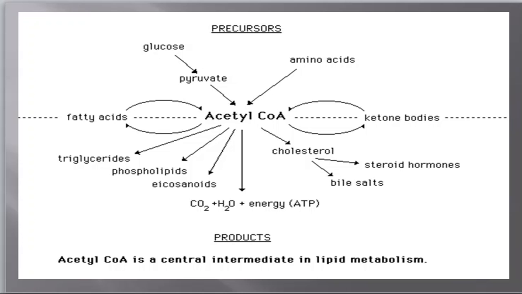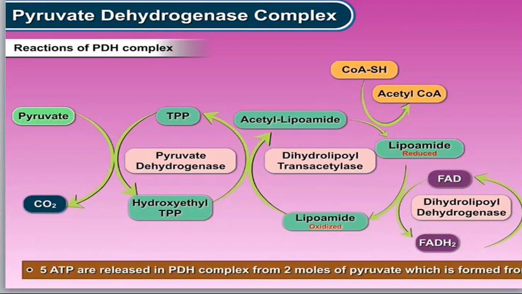As pyruvate has access inside the mitochondria via the pyruvate shuttle present in the inner mitochondrial membrane, the pyruvate has access to the mitochondrial matrix. So inside the mitochondrial matrix there is pyruvate dehydrogenase, which has 3 subunits carrying out different types of reactions in order to make acetyl CoA to initiate the TCA cycle. It has pyruvate dehydrogenase, dihydrolipoyl transacetylase and dihydrolipoyl dehydrogenase.